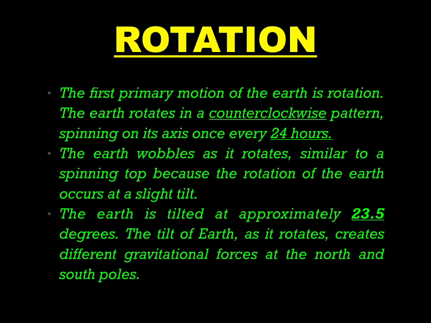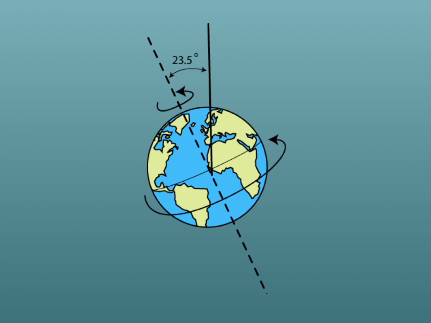The first primary motion of the earth is rotation. The earth rotates in a counterclockwise pattern, spinning about its own axis once every 24 hours, which means one day. The earth wobbles as it rotates, similar to a spinning top, because the rotation of the earth occurs at a slight tilt. This tilt is approximately 23.5 degrees. The tilt of the earth as it rotates creates different gravitational forces at the north and the south poles, for example, Coriolis force. So let's understand the rotation from this diagram.